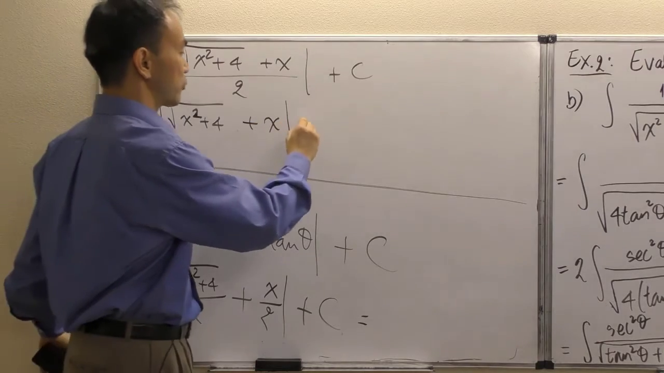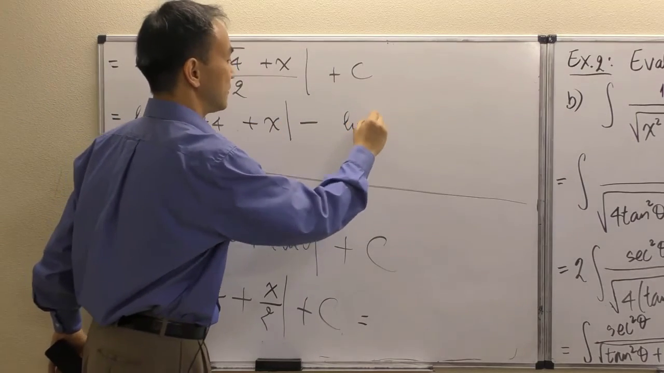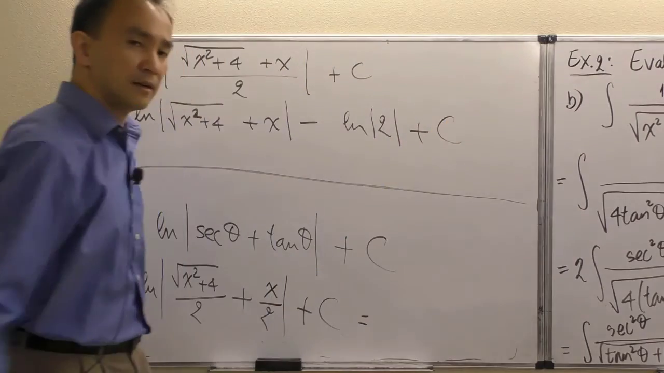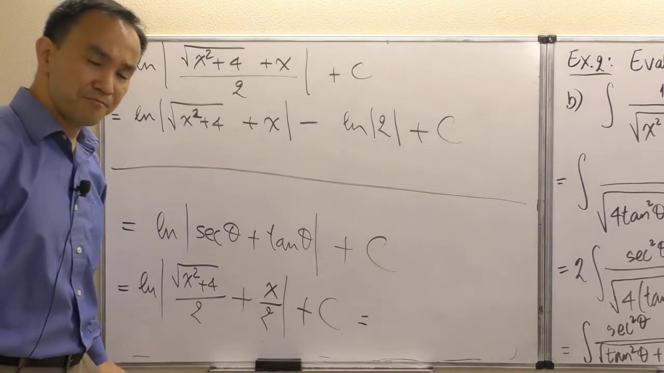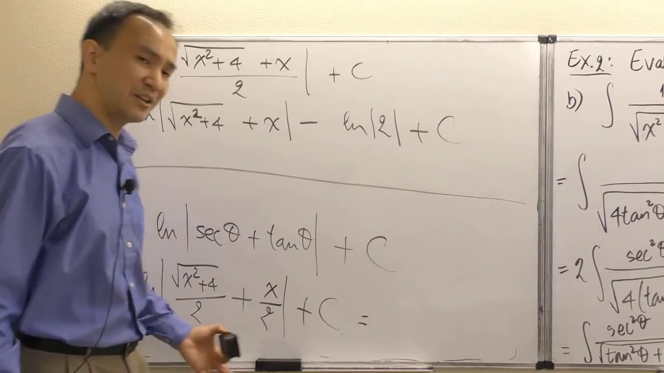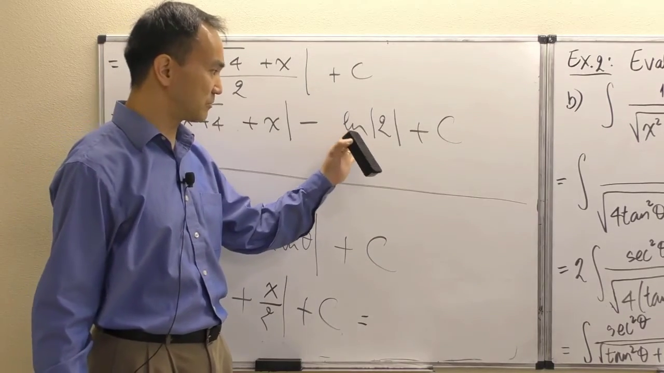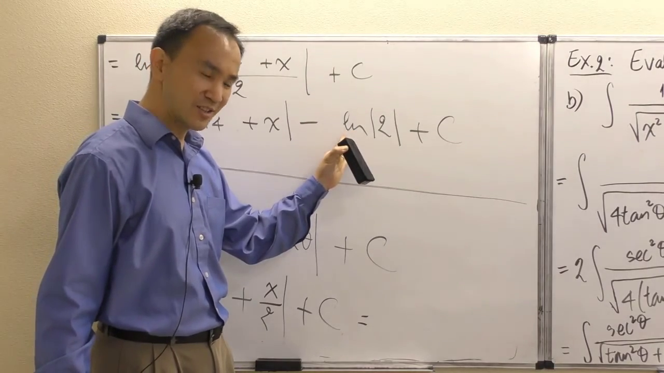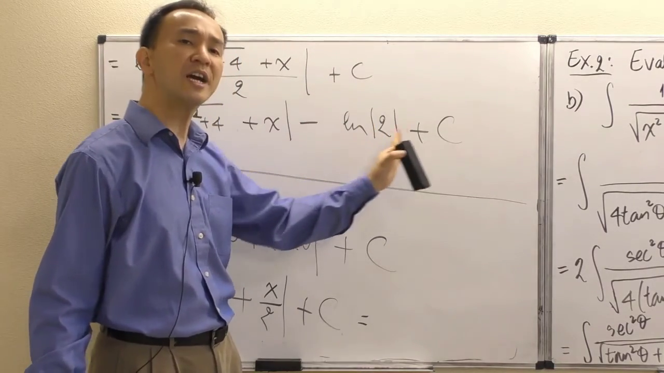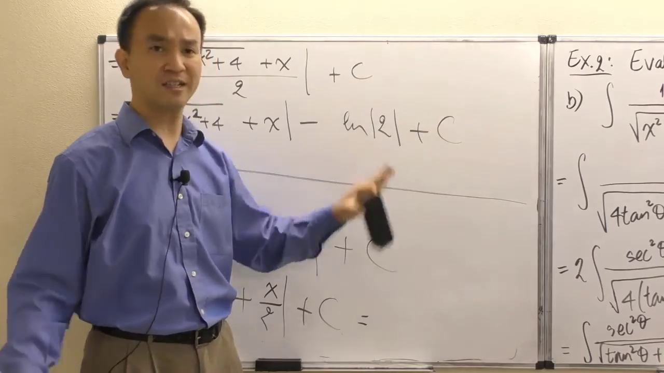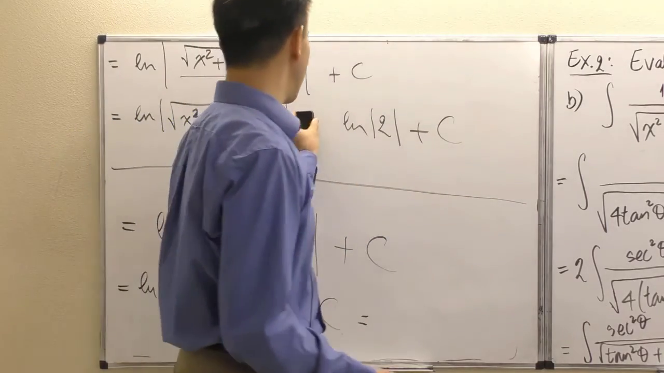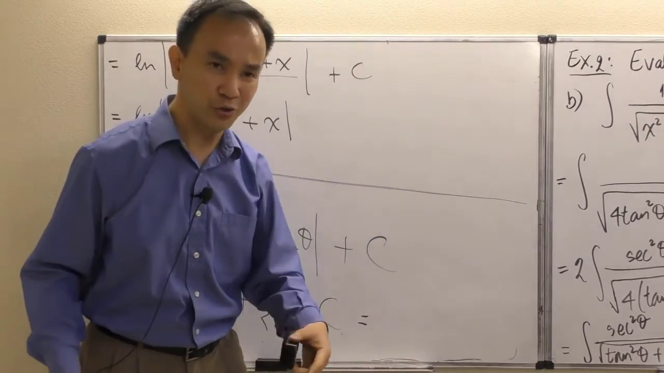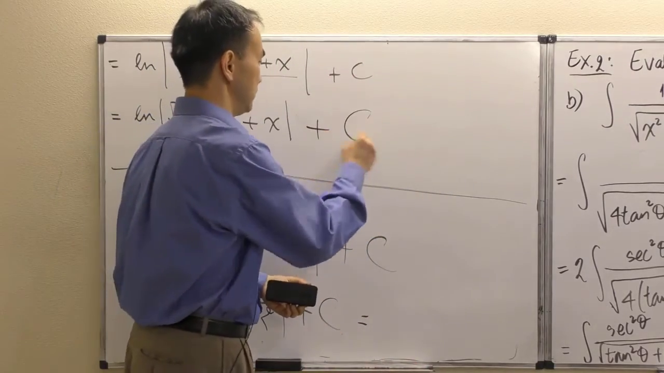Okay, and I'm subtracting the natural log of 2, absolute value of 2, and plus c. But just like how we have seen in the earlier problem, this minus natural log of 2 is a constant. So this can be included together with that other constant c to make a different constant c. So in that case, I no longer need to write the minus natural log of 2 plus c, but I can just write that as a different c.